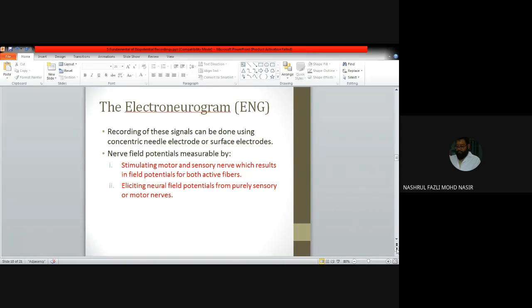Nerve field potentials are measurable by stimulating motor and sensory nerves, which results in field potential for both active fibers, eliciting neural field potential from purely sensory or motor nerves. So we know that both of these nerves have a field potential. With that, we can measure that.